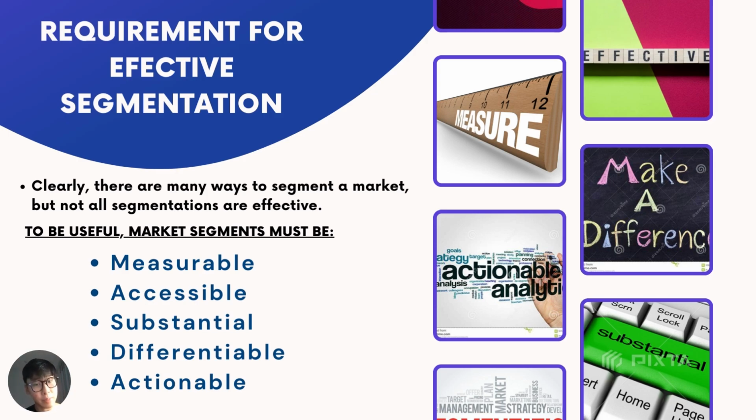Next is accessible. This means the market segment can be effectively reached and served. The next is substantial. Substantial means the market segment is large or profitable enough to serve. A segment should be the largest possible homogeneous group worth pursuing with a tailored marketing program. Move to differentiable.